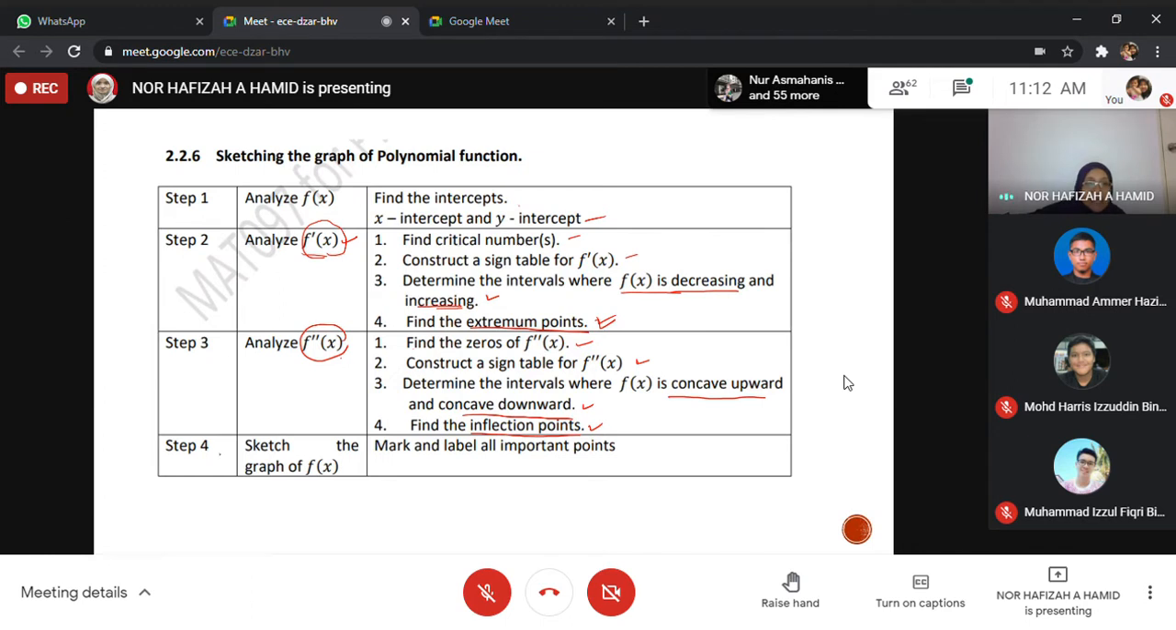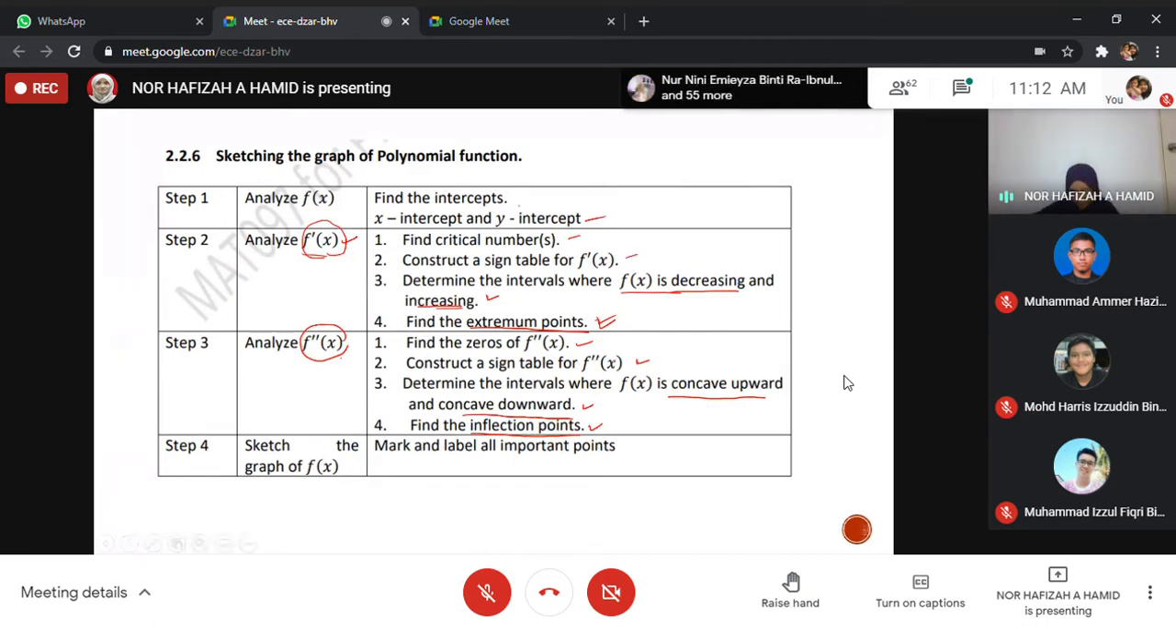And step 4, we need to sketch the graph of f(x), marking and labeling all important points. So important points refer to the x and y intercepts, extreme points and also inflection points. All these points you have to put on your graph later.